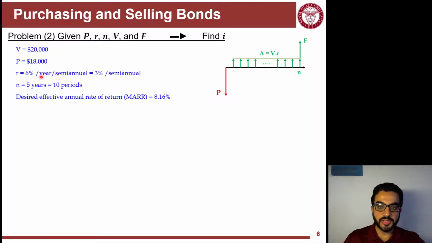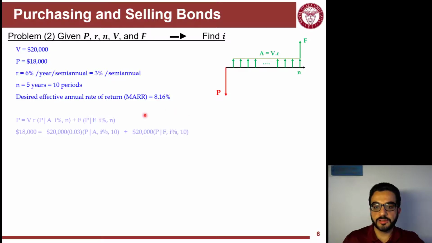So this means that I need to bring it to the period, which is semi-annual, so I divide by 2. So 6% divided by 2. And then N is 5 years, but my period is 2 periods a year, so in total I have 10 periods. And then the desired effective annual rate of return is 8.16%. So here I'm given everything except for I. I will get I and compare it to the 8.16% MARR.